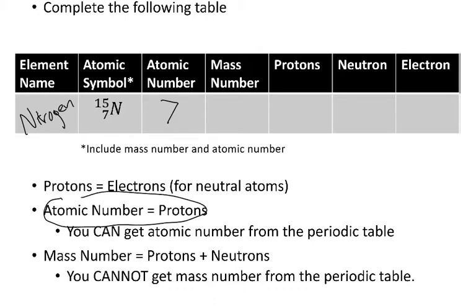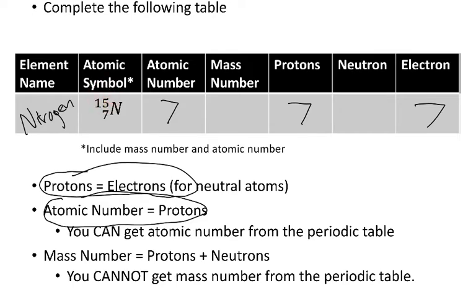The atomic number and the protons are always the same, so I can go ahead and put a 7 for the protons. And because we're dealing with neutral atoms in these examples, the protons are always equal to the number of electrons, so I can fill out all of those entries right away. Now, the mass number I cannot get from the periodic table, but I can get it from the atomic symbol, and they've told me that it's 15.